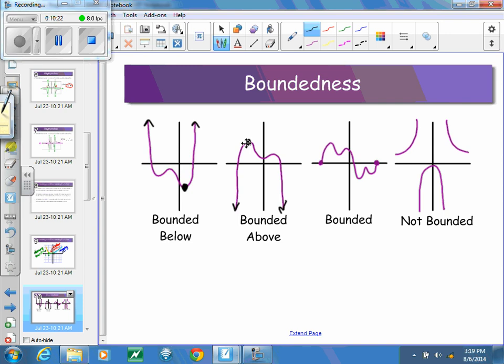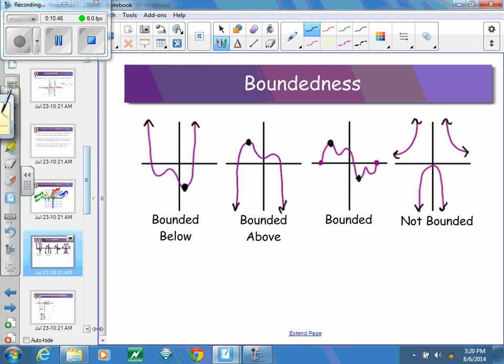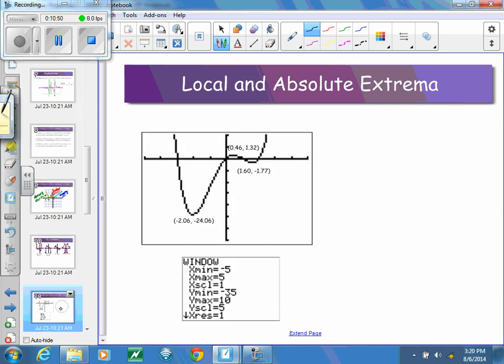If your graph does not go on forever and ever, and you have a maximum and a minimum, then that's saying that it's bounded, and it would be bounded both above and below. When you have a graph here with no minimum and no maximum, then this graph would not be bounded. And so just by looking at those examples, hopefully you can see if a graph is bounded or not. Talking about if a graph is bounded or not, we're talking about having minimums or maximums.